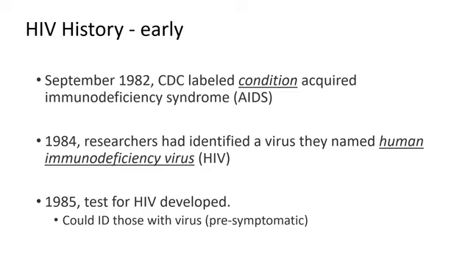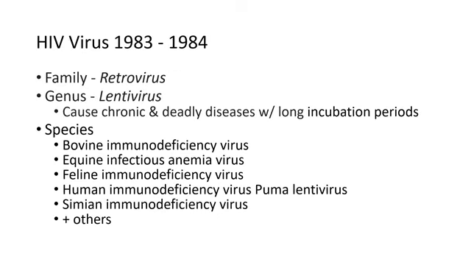Then in 1984, several researchers around the world were working on this, and three in different countries identified a virus that they named different things, but eventually settled on human immunodeficiency virus. And then in 1985, four years after the first case, a test was developed for HIV. So you could identify people who had the virus, either with symptoms or even before having symptoms, which was very important to help in treating or preventing transmission.